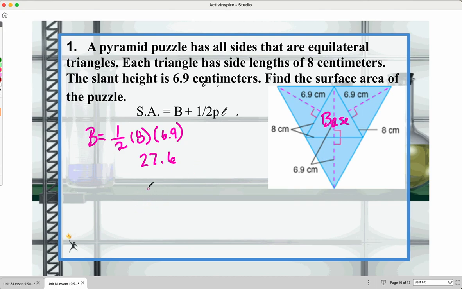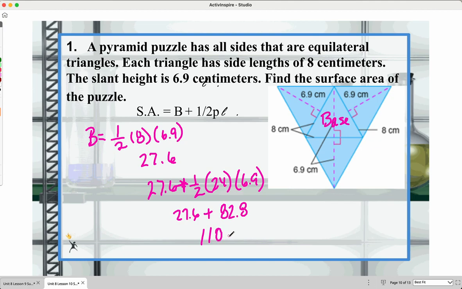Now we put it in our formula. 27 6/10 plus 1/2 of perimeter. So 8 plus 8 plus 8, it's 24, times my slant length, which is 6 9/10 again. So half of 24 is 12. 12 times 6 9/10 is 82 8/10 plus 27 6/10. That gives me a total surface area of 110 4/10 square centimeters.